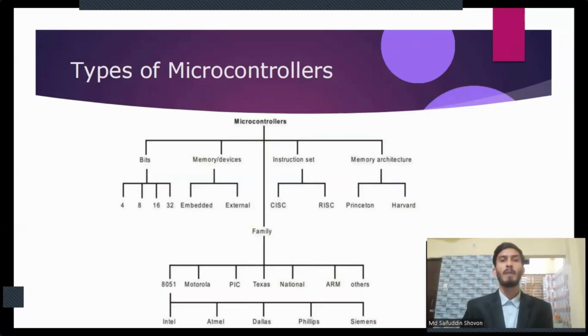The types of microcontroller are on different bases. Like on the basis of bits, it is 4, 8, 16, and 32 bits. On the basis of memory or devices, it is embedded or external. On the other hand, in instruction set, it is CISC and RISC. On the basis of memory architecture, it is Princeton and Harvard.